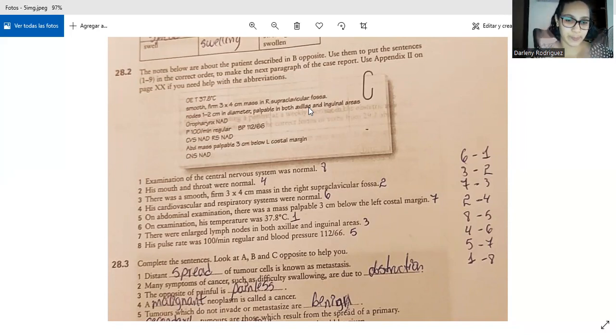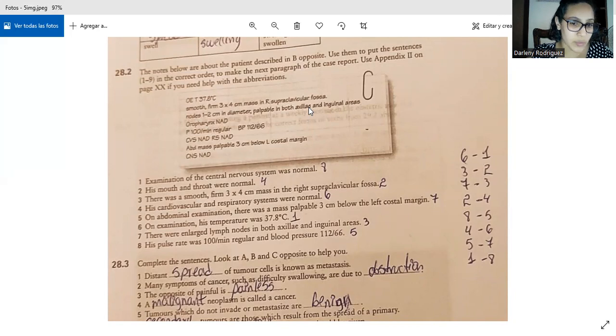On examination, his temperature was 37.8 Celsius. There was a smooth, firm 4 centimeter mass in the right supraclavicular fossa. There were enlarged lymph nodes in both axillary and inguinal areas. His mouth and throat were normal.